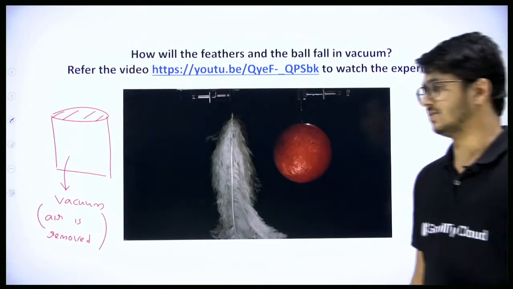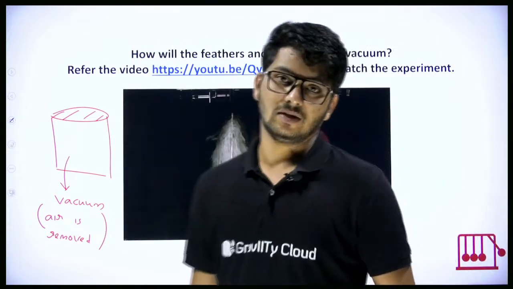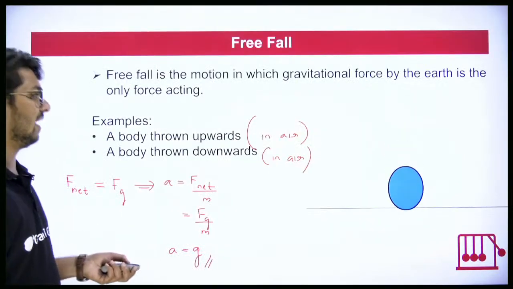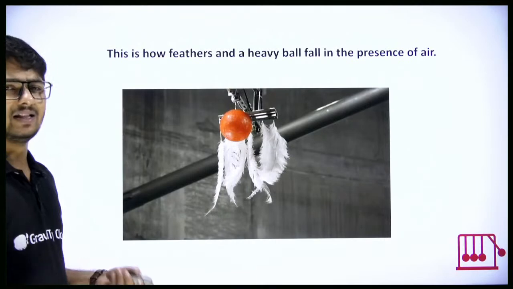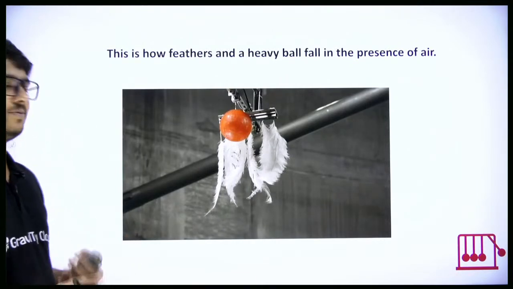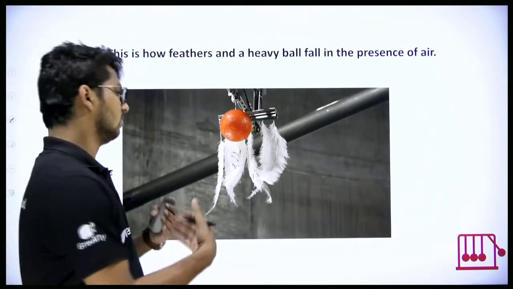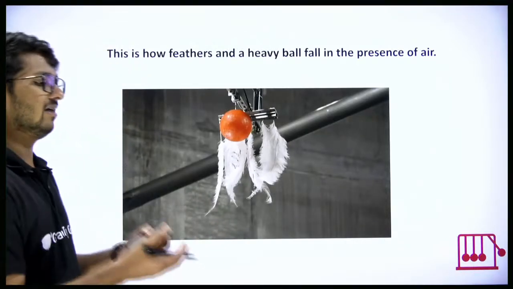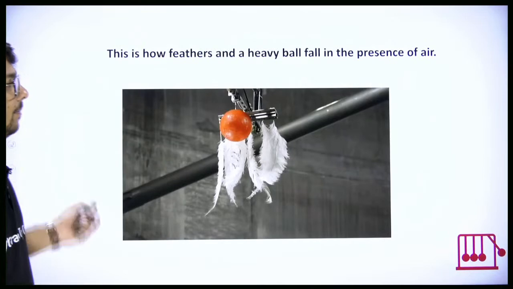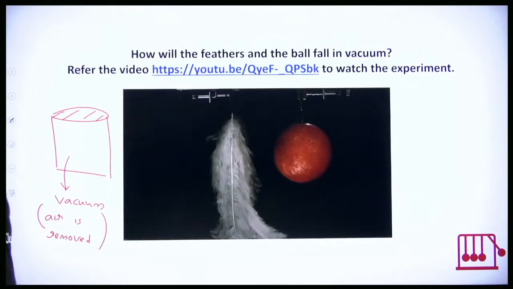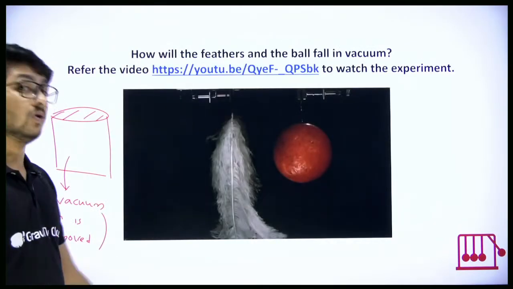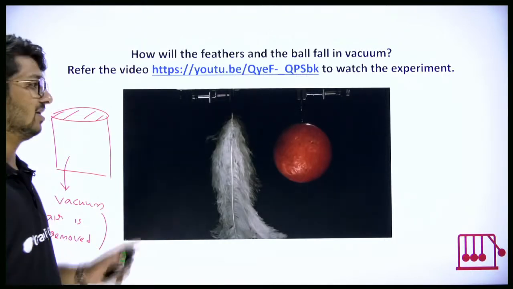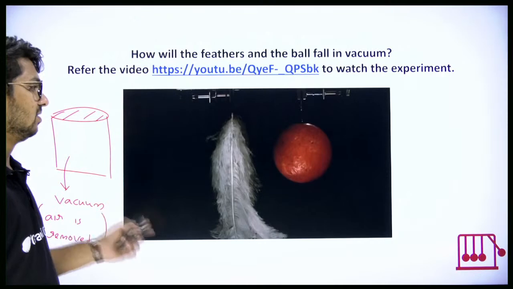Understood? Yes, that is what we need. Because in the previous case, when they fall in the presence of air, right, then there is air resistance, there is buoyancy, there are many forces, not only gravitational force. That is the reason why feathers fall slowly. But here in the video that we are going to watch now, there is nothing, only vacuum, and see how they fall. Watch it carefully, it will be very interesting. So watch it.